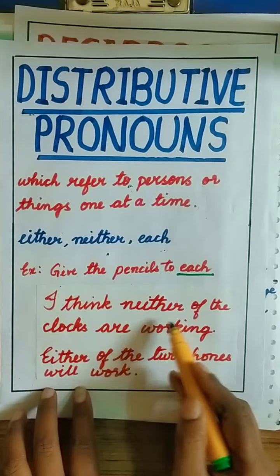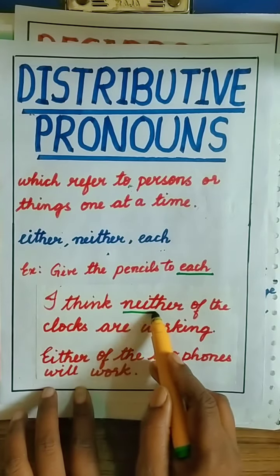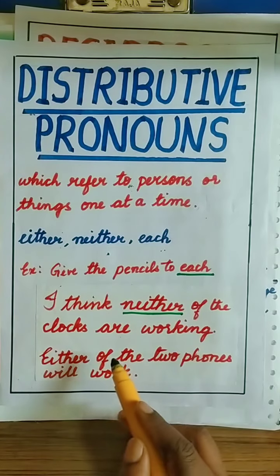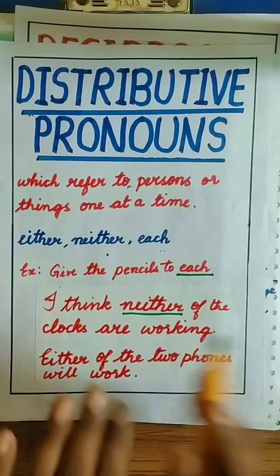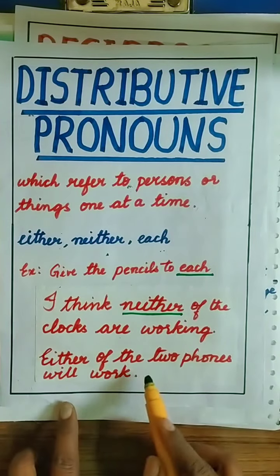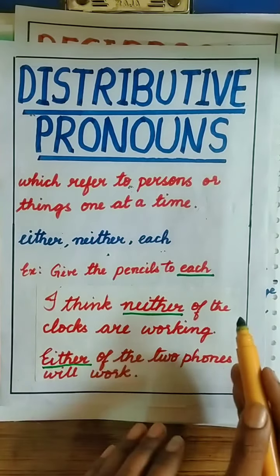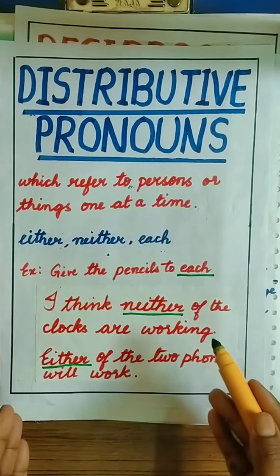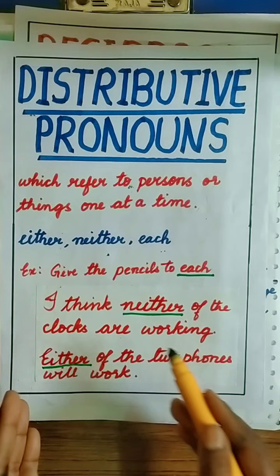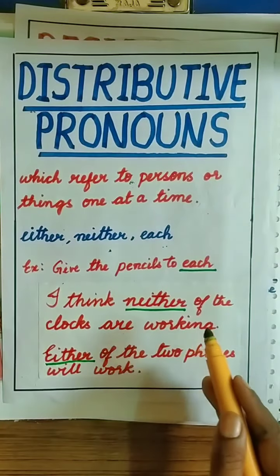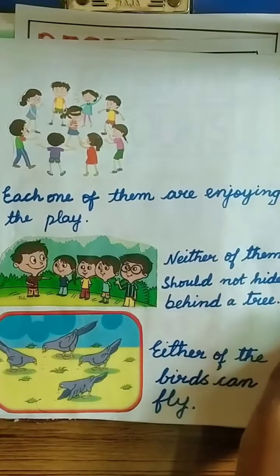I think neither of the clocks is working. So the word neither is a distributive pronoun. The meaning is that none of the clocks are working. Either of the two phones will work. Suppose we have two phones, the example means either this may work or that may work, but you need to try it, right? So here are some examples of distributive pronouns.